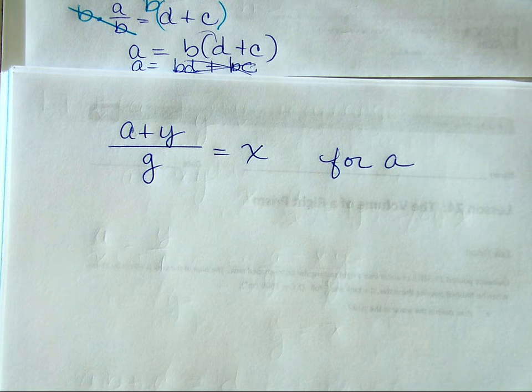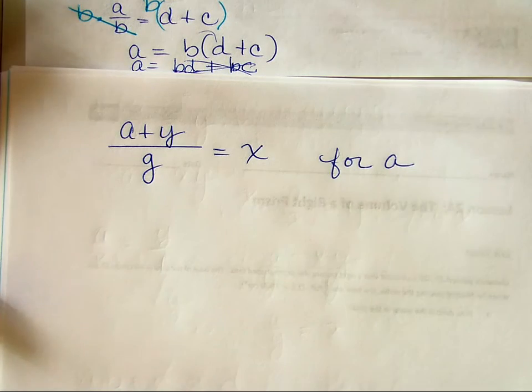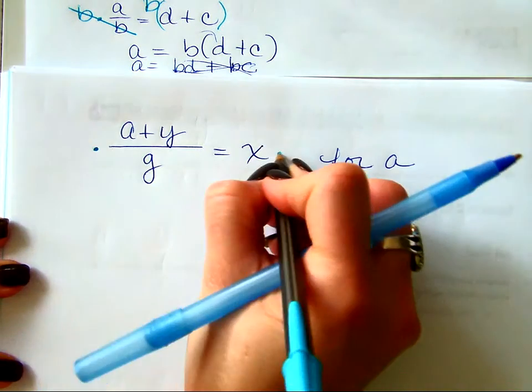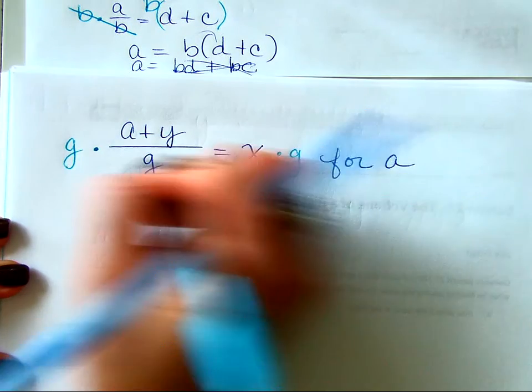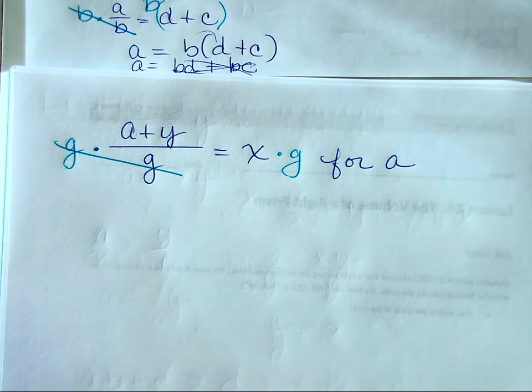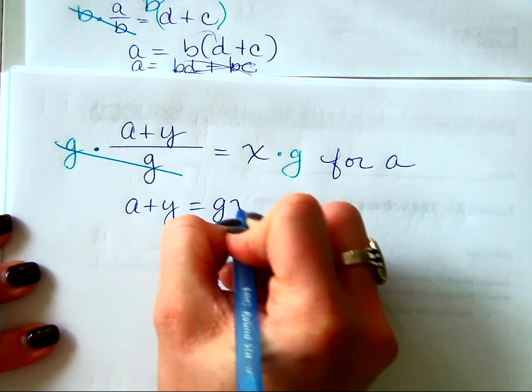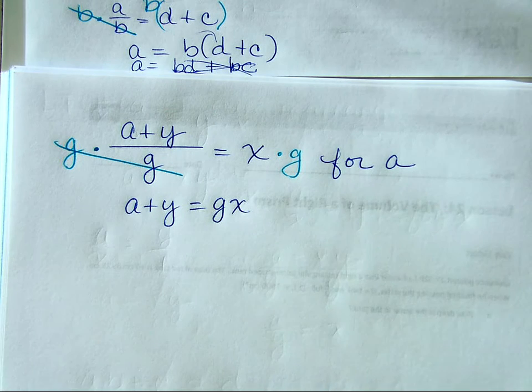Here's your hint. If there's a fraction, you want to try to get rid of that fraction. And the easiest way to do that is to get rid of the denominator, right? So what am I going to do to both sides? Brandon. Yep. Multiply it by G. Because that gets rid of the G there. And that leaves me with A plus Y equals GX or XG. I just put it in alphabetical order.